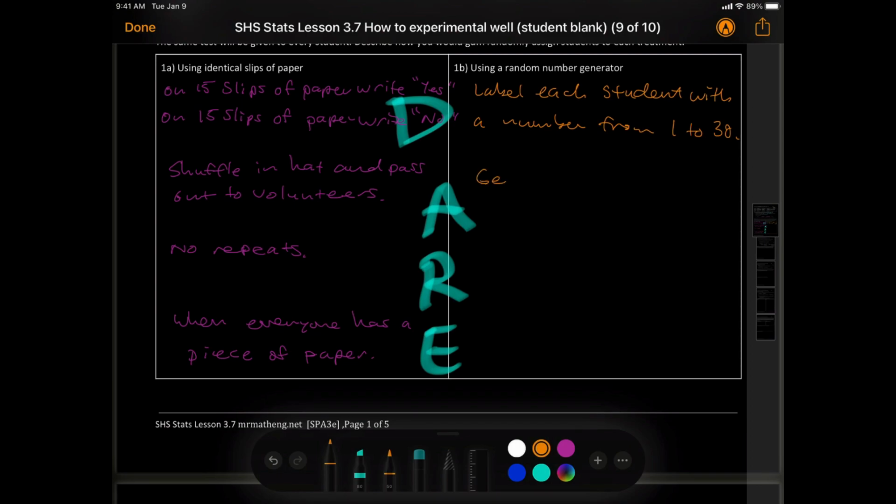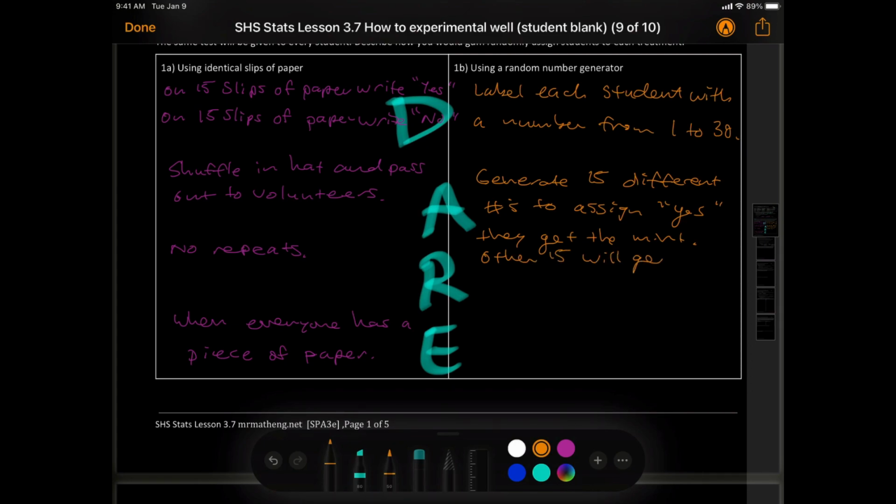We're going to generate 15 numbers, or 15 different numbers, to assign yes, they get the mint. Yes, they get the mint. Other 15 will get no mint.